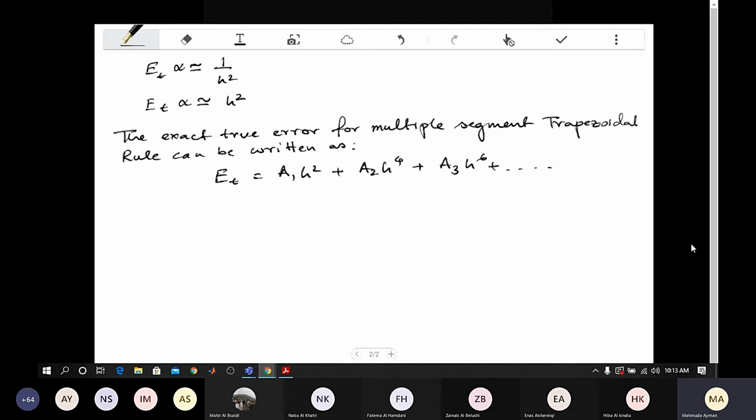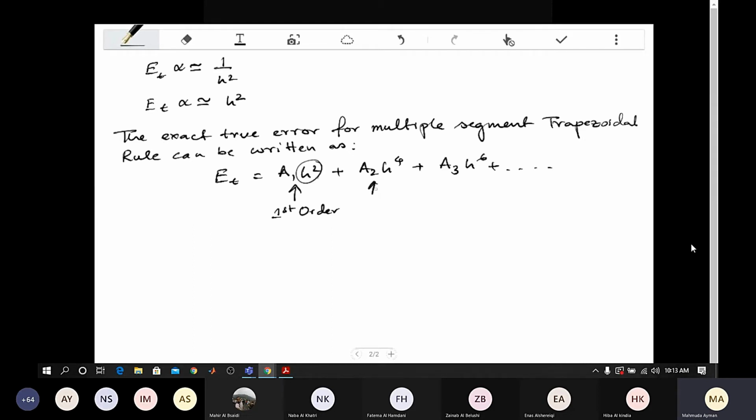So I'm showing this to you without proof. The proof is out of the scope of this class here. And this here is the first order of true error that is proportional to h squared. So here you can see this one is the first order extrapolation, and that the true error here is proportional to h squared.